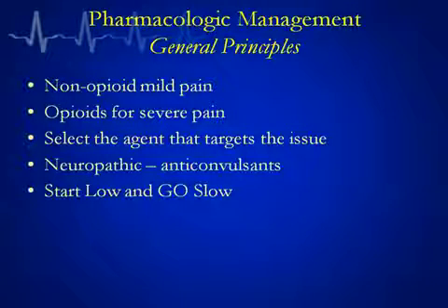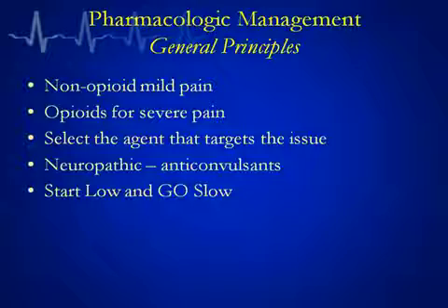Okay, some general principles. Mild pain, okay, non-opioids. Non-opioids work really well for the patient that rolled their ankle or twisted their ankle or hit their thumb with a hammer. Patients who have more severe problems, i.e. a hip fracture, someone that fell down, smacked their head, broke their neck, okay, frequently those patients will need opioids. The important thing to remember is select the agent that targets the tissue. If they have a lot of inflammation, okay, then you got to be thinking about the NSAIDs. If there are neuropathic presentations, think about your anticonvulsants. And the important part here is start low and go slow.